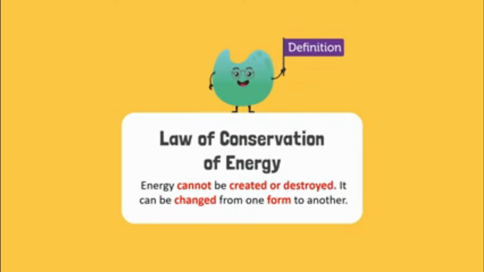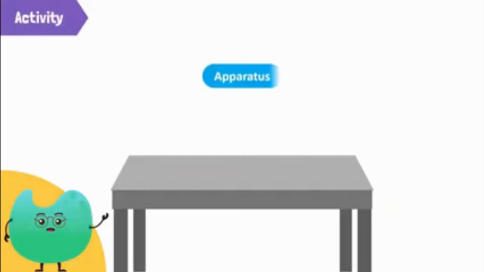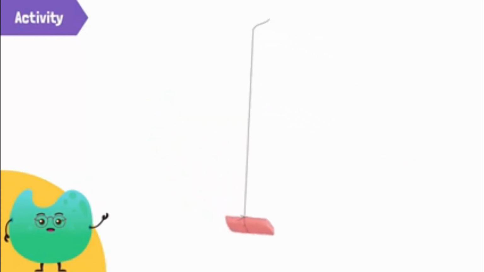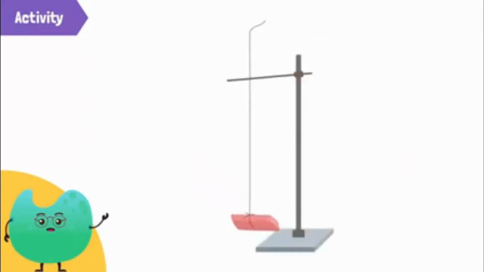Let's perform a simple activity to understand the law of conservation of energy. To perform this activity, we need an eraser, a thread, and an iron stand. Let's start the activity. Tie the eraser at one end of the thread. Tie the other end of the thread to the stand like this. Now, pull the eraser to a point and release it. The eraser attached to the thread will start swinging back and forth continuously.